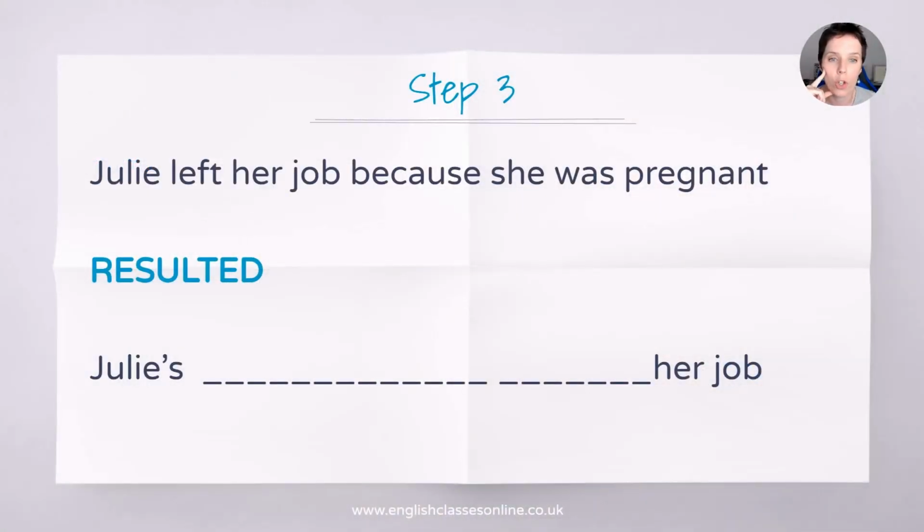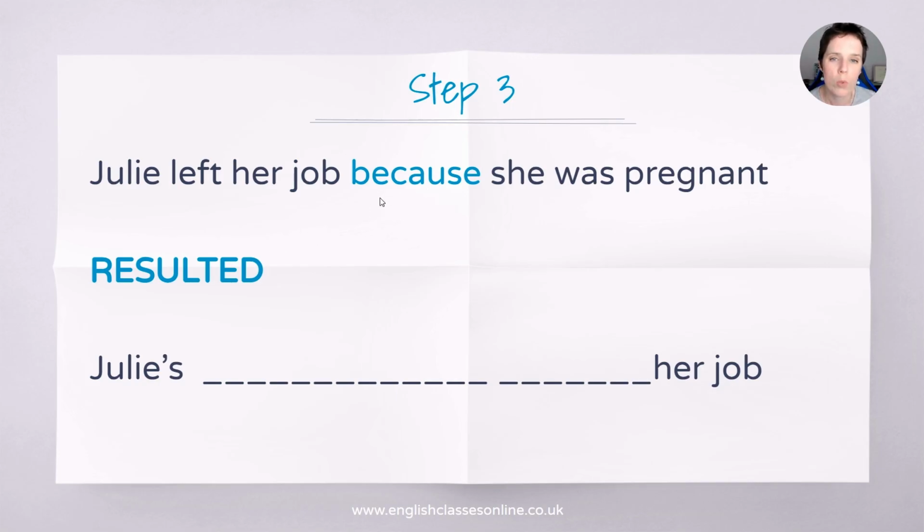Julie left her job because she was pregnant. Which one of these words is resulted going to replace? It can't be her job because we've got her job. It can't be Julie because we've got Julie. So it's either left or because she was pregnant. What do you think? What's it going to replace? It's going to be because, right? Because a result is why something happens. So we've probably got because.